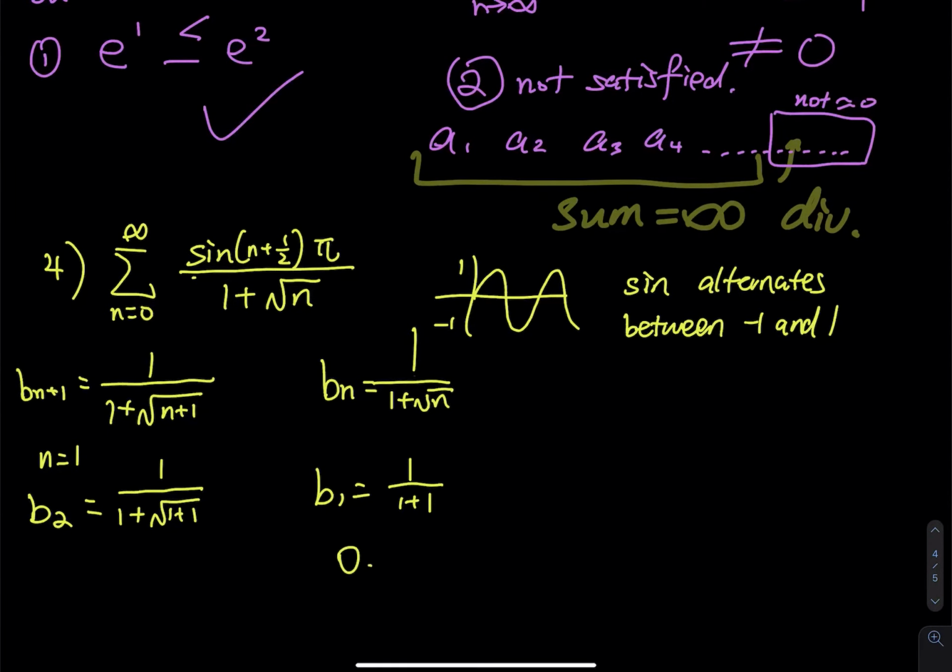If you approximate it, B2 is about 0.47. Now, we just proved that the current term is greater than or equal to the next term. So number 1 is satisfied. We put a check mark in there.